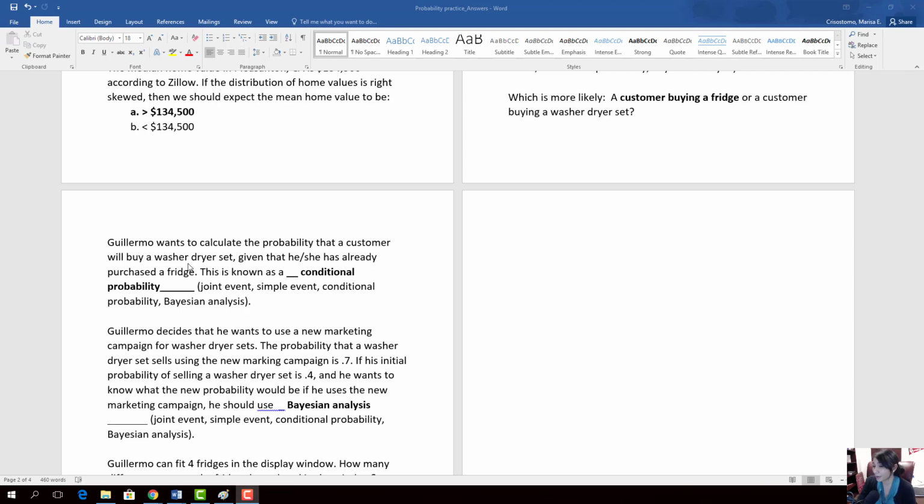Guillermo wants to calculate the probability that a customer will buy a washer dryer set given that he or she has already purchased a fridge. So this is known as conditional probability. We are looking at something that's happened before and seeing what the probability is based on that. So we're looking at the probability that they've purchased a fridge, but that's dependent on if they bought a washer dryer set to begin with. So that becomes a conditional probability.